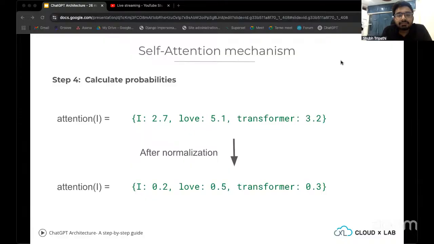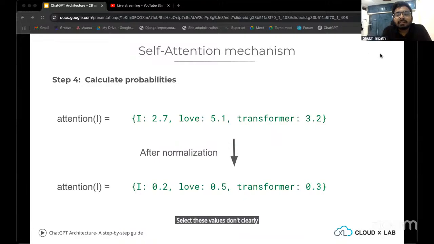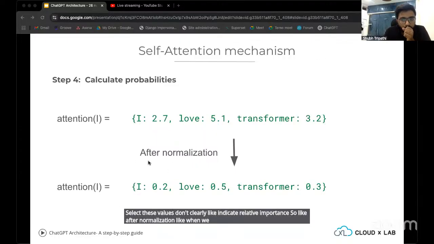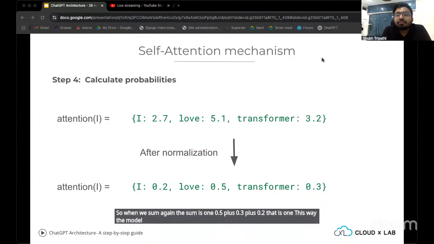How it exactly works. So for the input, like "I love transformer", suppose the raw attention scores are I 2.7, love 5.1, and transformer 3.2. These values don't clearly indicate relative importance. After normalization, they might become I equals 0.2, love is 0.5, and transformer is 0.3. When we sum again, the sum is 1: 0.5 plus 0.3 plus 0.2, that is 1.